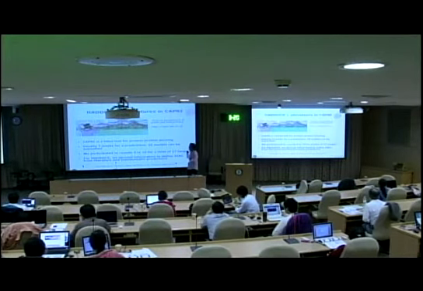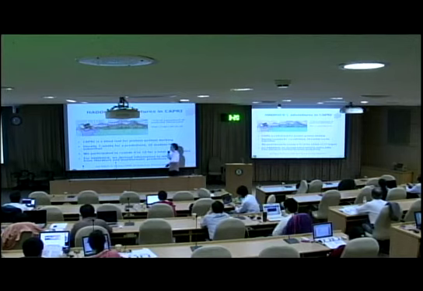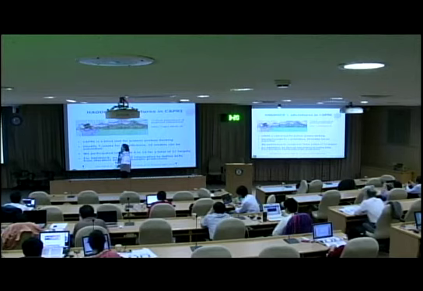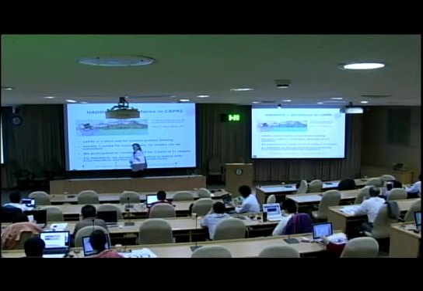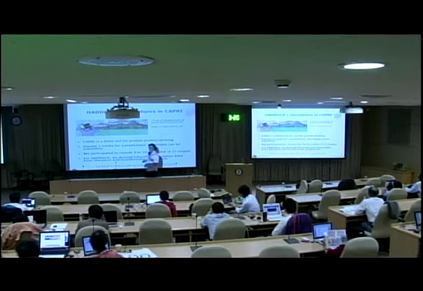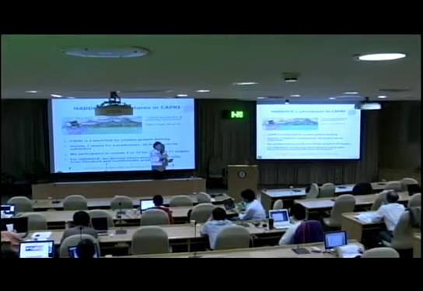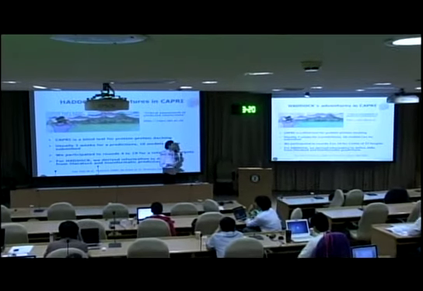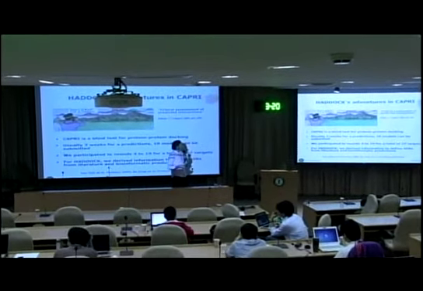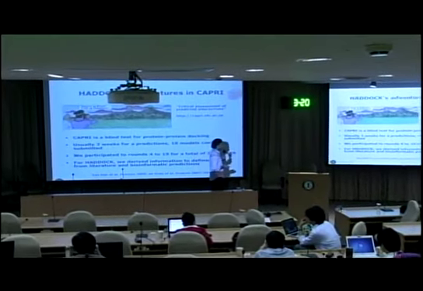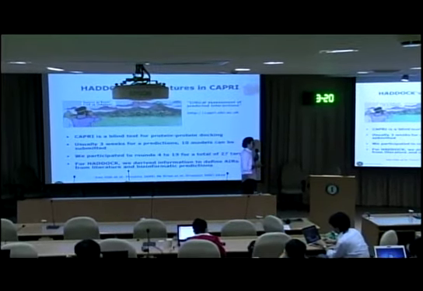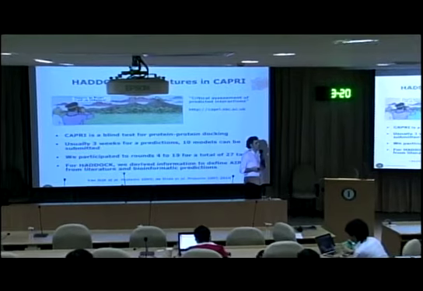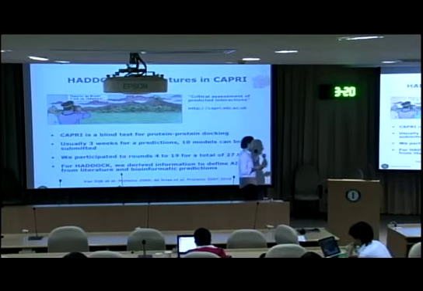So HADDOCK's adventure in Capri. Capri is this critical assessment of predicted interaction, and the website is here. If you want to start participating, it's open to all groups. There are actually 2 categories in Capri these days. One is the prediction category, where you have to submit 10 predictions for a complex, and you typically have 3 weeks to do the work. You submit 10 models, and your number 1 model will be the one that you trust the most, typically.